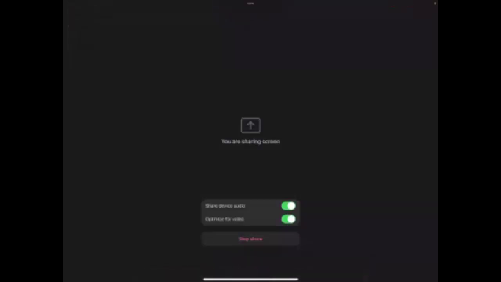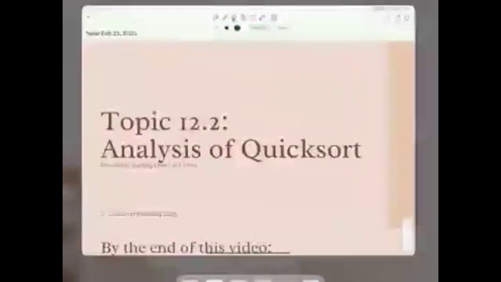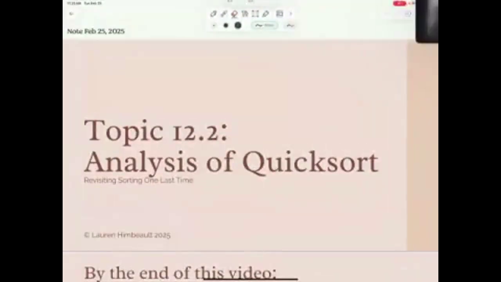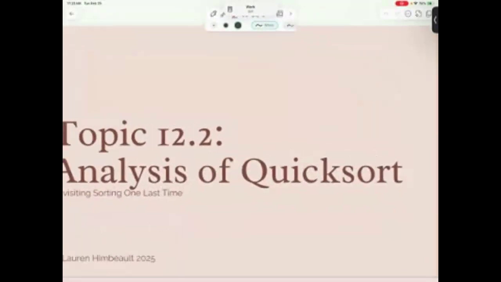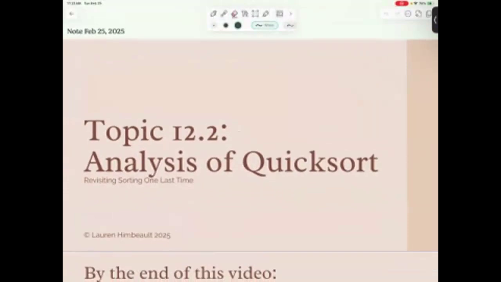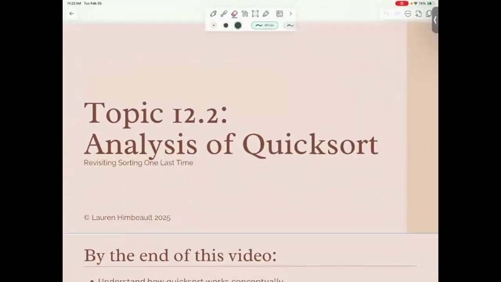Hello and welcome. We are finishing off this whole course, I suppose, right now with an analysis of QuickSort. So we're going to visit sorting one last time here, and we are going to discuss QuickSort, which is the sort we had previously sort of alluded to as another divide and conquer sorting algorithm, but we hadn't actually done anything with it. So let's take a look at it right now.